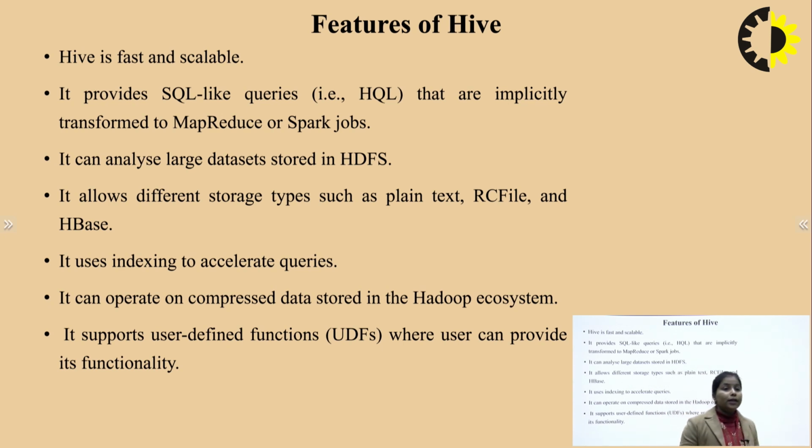So now next topic is what are the features of Hive. So Hive is fast and scalable, and it provides SQL-like queries that are implicitly transformed to MapReduce or Spark. It can analyze large data sets stored in Hadoop distributed file system. It uses indexing to accelerate queries. It allows different storage types like plain text, RC file and HBase. It can operate on compressed data stored in the Hadoop ecosystem.